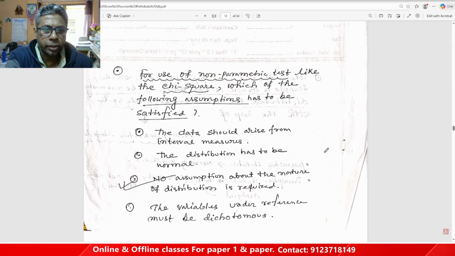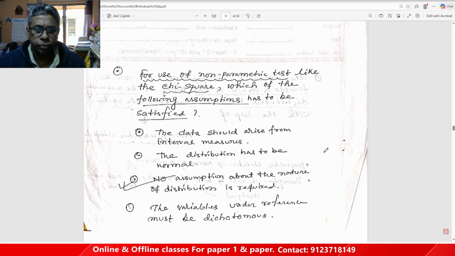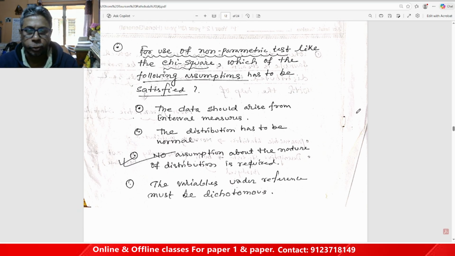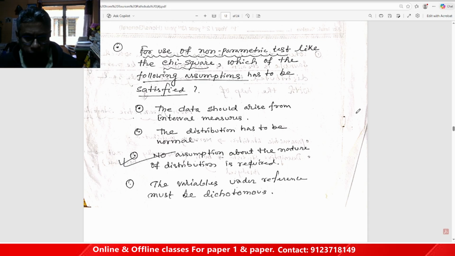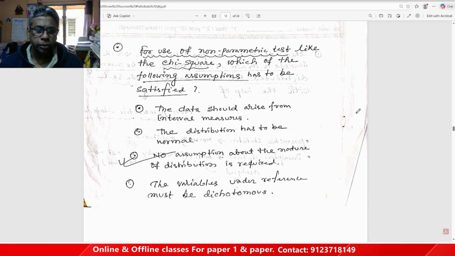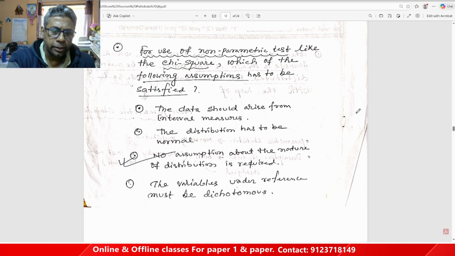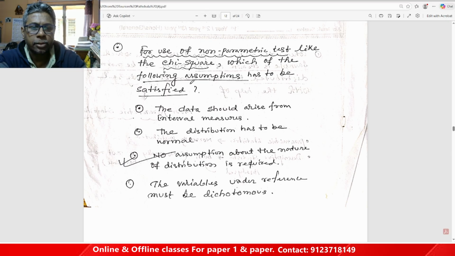Our next question: for use of a non-parametric test like the chi-square, which of the following assumptions has to be satisfied? They have given the full statements. The data should arise from interval measures. The distribution has to be normal. No assumption about the nature of distribution is required. The variable under inference must be dichotomous. In the case of non-parametric statistics, no assumption about the nature of distribution is required.